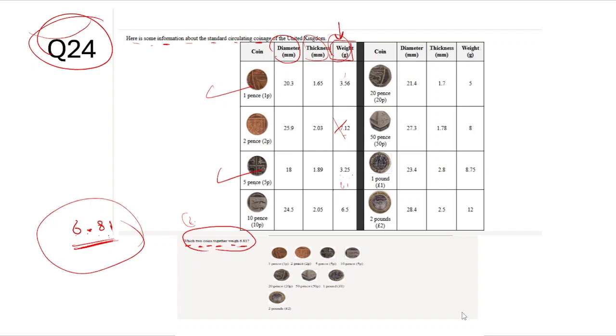Okay, let's go through the other ones. So there I have 6.5. Is there anything else? No. 5, nothing. 8, it's bigger than what I want. 8.5, no. 12, no. So this is the only answer, 1 and 3.